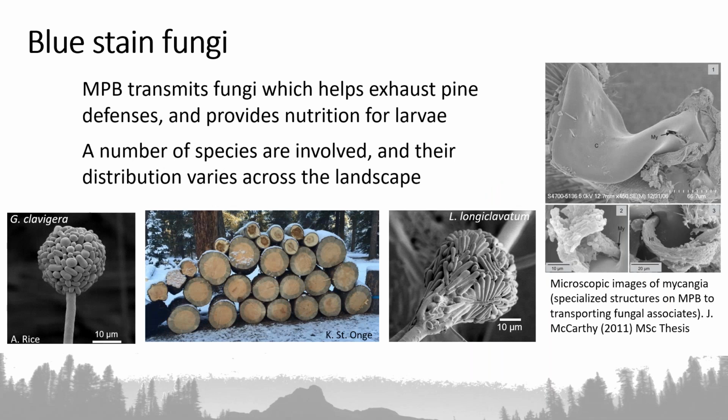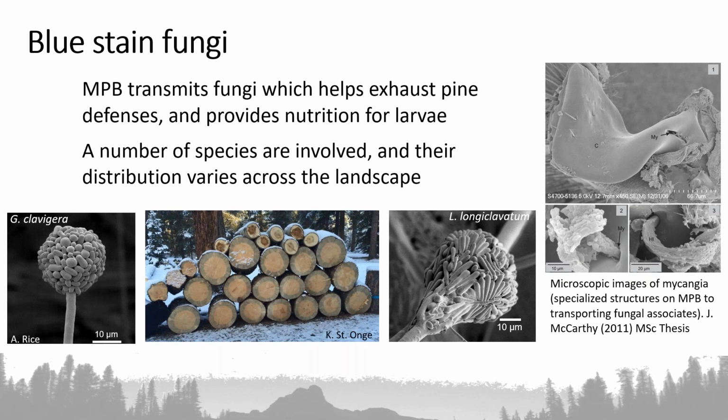They have some helpers along the way. The mountain pine beetle has these specialized structures called mycangia. You can see them in the microscope image on the far right. And these mycangia carry different fungal species, called blue staining fungi. Some of the usual suspects are Grossmannia clavigeria and Leptographium longiclavatum. And they result in staining the wood blue. In the central picture of the bolts of lodgepole pine, you can see a blue ring around the outside of them, and this is caused by the fungus.